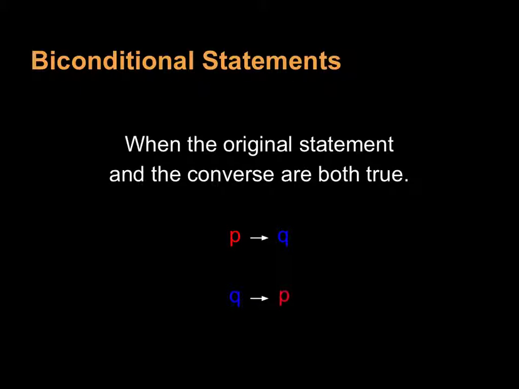Lastly, let's look at biconditional statements. A biconditional statement is when the original statement and the converse are both true. So you see here my hypothesis and my conclusion. If hypothesis, then conclusion. And of course the converse, you just flip the hypothesis and conclusion. So now it reads, if conclusion, then hypothesis. A biconditional statement is when both of these statements are true.